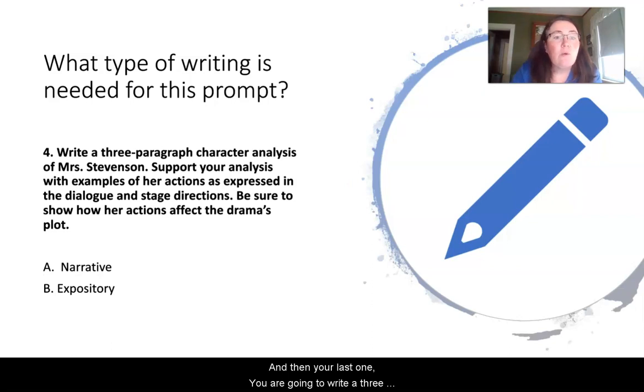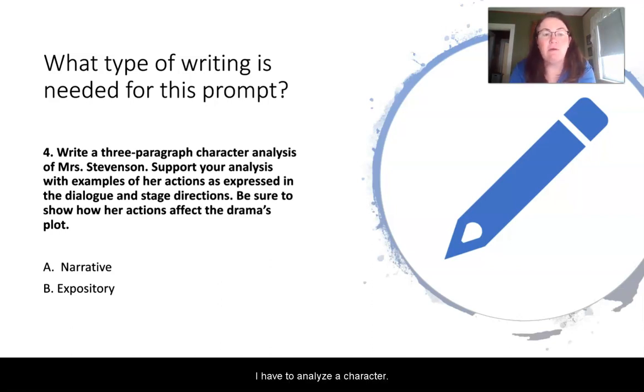And then your last one, you're going to write a 3-paragraph character analysis of Mrs. Stevenson. Support your analysis with examples of her actions as expressed in the dialogue and stage directions. Be sure to show how her actions affect the drama's plot. So I have to analyze a character, but I have to give examples from the text. I have to say how her actions affected the drama's plot. So I'm not telling a story. I'm explaining elements of a story. I'm informing my reader about elements of a story. So is that A, narrative, or B, expository?